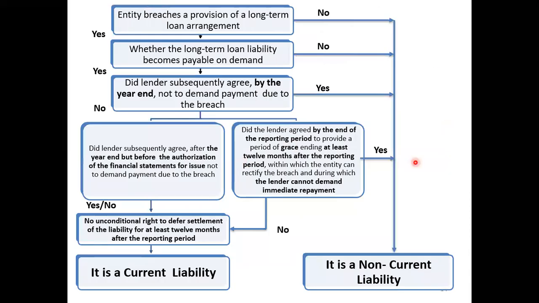So again we have a flow chart. Based on this flow chart, we can easily understand the previous slide. First, does the entity breach a provision of a long-term loan arrangement, unable to honor the agreement? If the answer is no, then it's a non-current liability. Yes, if they breach the contract.